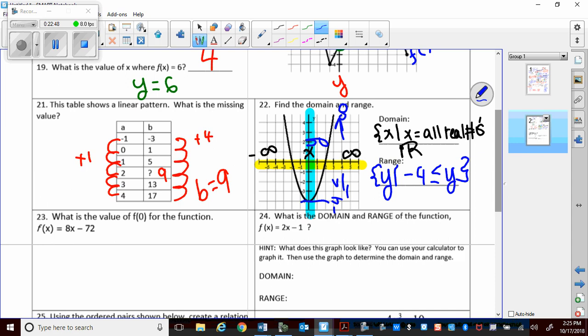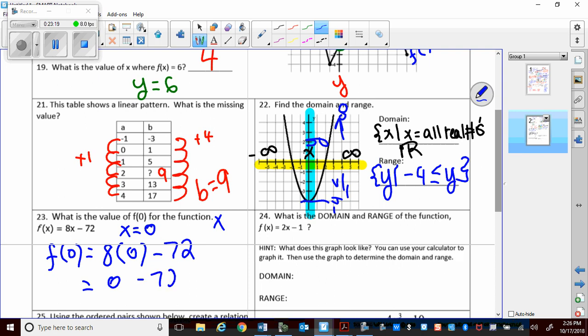Number 23 says, what is the value of f of 0 for the function f of x equals 8x minus 72? What does x equal? 0. It's inside of the parentheses. So we write f of 0 equals 8 times parentheses 0 minus 72. You should not be using this x anymore for times. What's 8 times 0? What's 0 minus 72? Easy answer. Circle it.